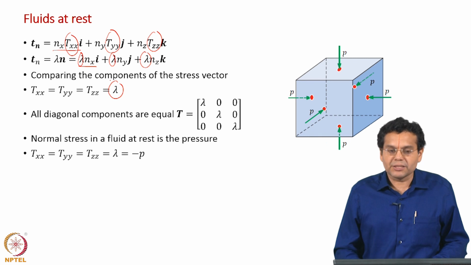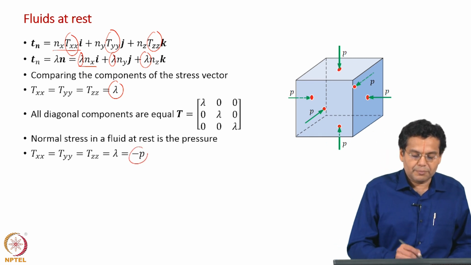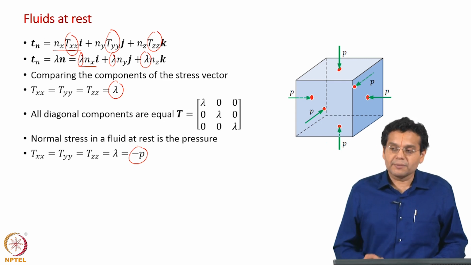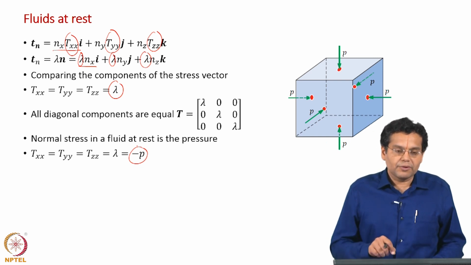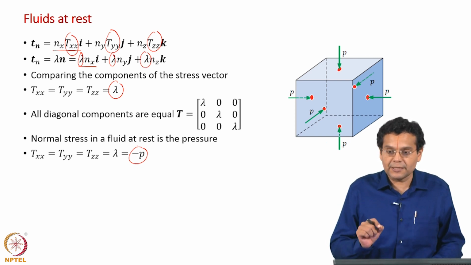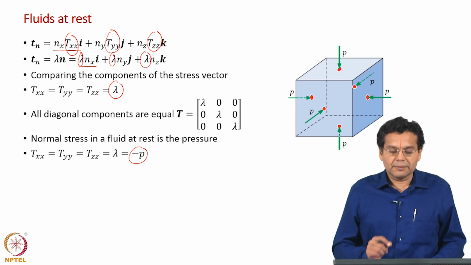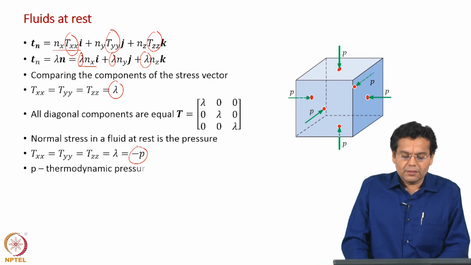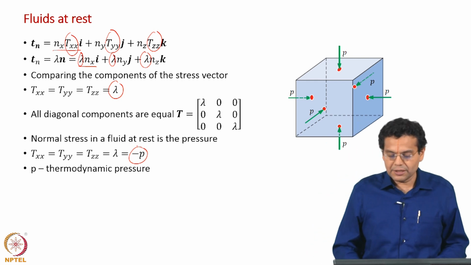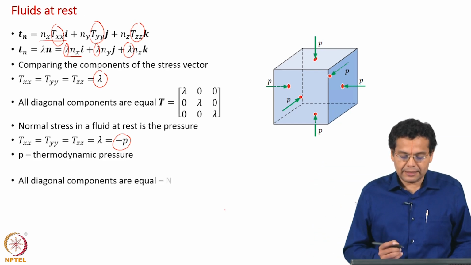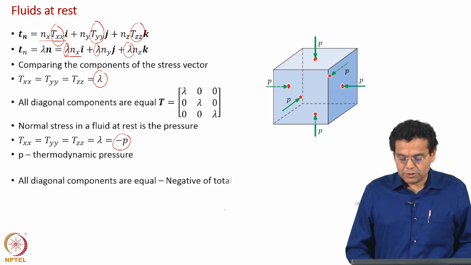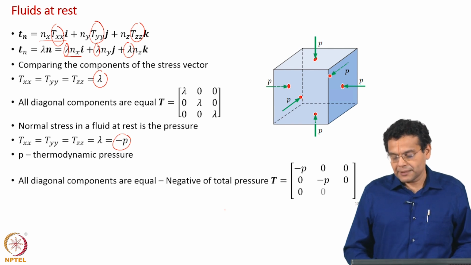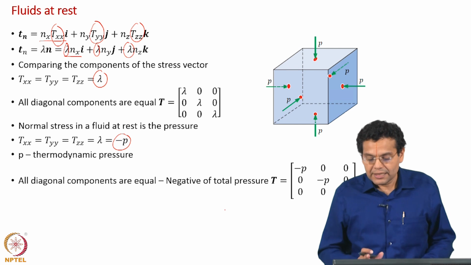We have seen pressure is compressive, and so it is a negative, minus p. So what did we say? All the normal stresses are equal. In a fluid under static condition, the normal stress is pressure, and because pressure is compressive, it is a negative p. P is the thermodynamic pressure, which I come across in the thermodynamics course. All the diagonal components are the same and they are the negative of pressure. So if you write the total stress tensor in terms of pressure, it becomes minus p in the diagonal. Now, let us look at the stress element.